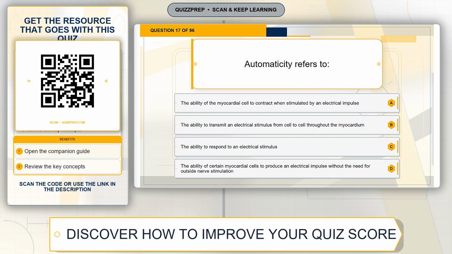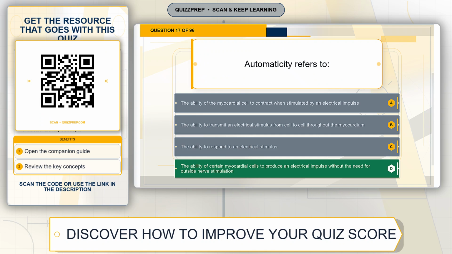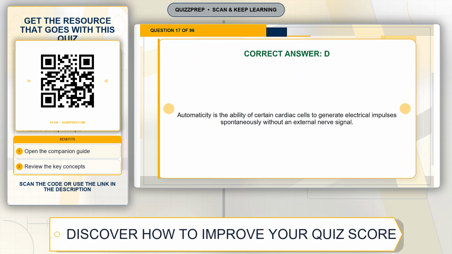Question 17. Automaticity refers to: Option A. The ability of the myocardial cell to contract when stimulated by an electrical impulse. Option B. The ability to transmit an electrical stimulus from cell to cell throughout the myocardium. Option C. The ability to respond to an electrical stimulus. Option D. The ability of certain myocardial cells to produce an electrical impulse without the need for outside nerve stimulation. The correct answer is option D. Explanation. Automaticity is the ability of certain cardiac cells to generate electrical impulses spontaneously without an external nerve signal.